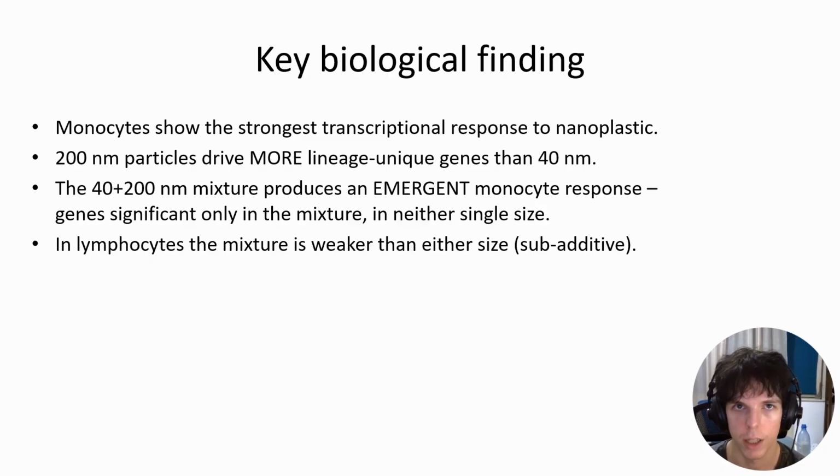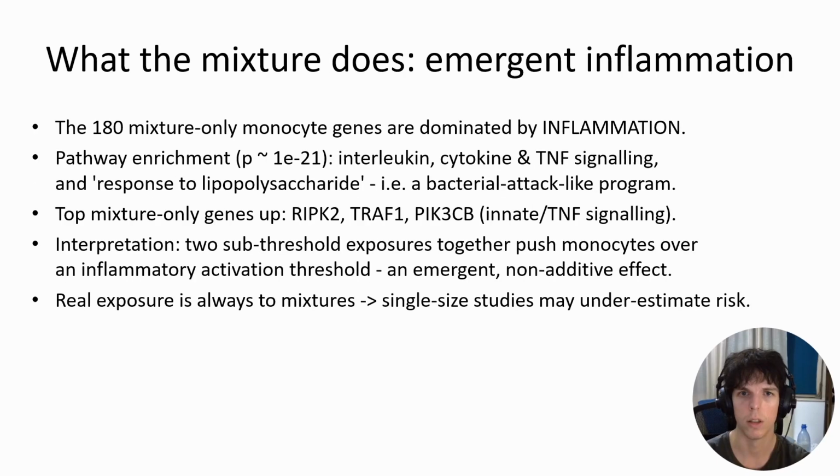So let me pull the main findings together. First, monocytes show the strongest response to nanoplastic of any cell type. Second, the 200 nanometer particles drive more cell type unique genes than the 40 nanometer ones. And third, the biggest one, the 40 plus 200 nanometer mixture produces an emergent monocyte response, about 180 genes that are significant only in the mixture and in neither single size. Interestingly, in the lymphocytes, the opposite happens. The mixture is actually weaker than either size alone. Either way, the combination of the two sizes does something the individual size does not.